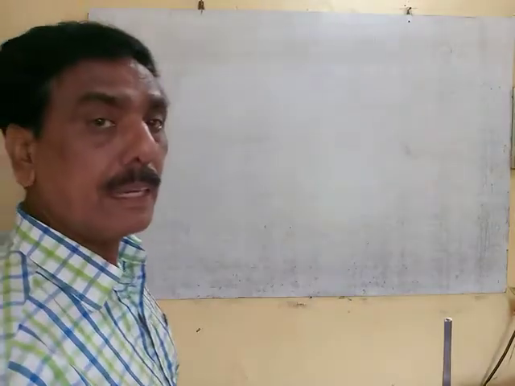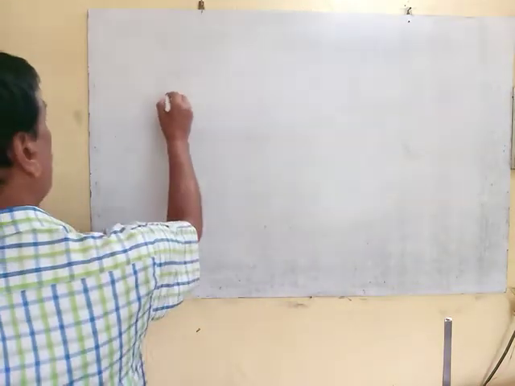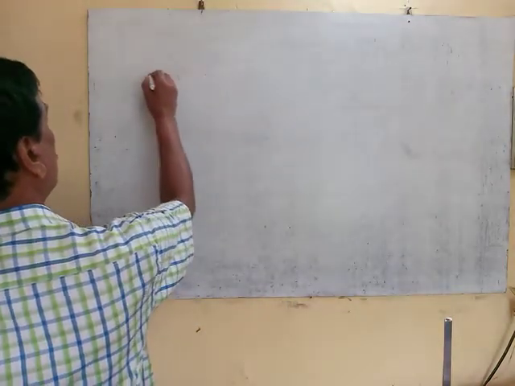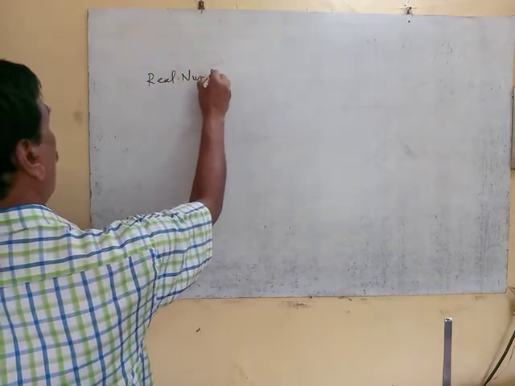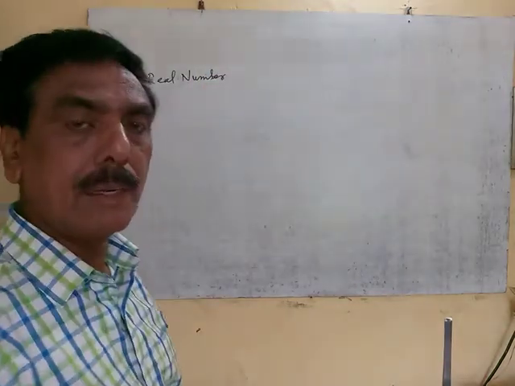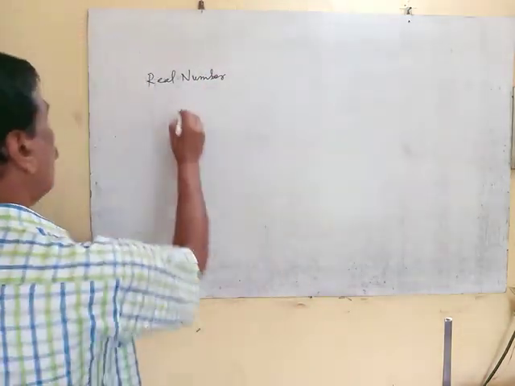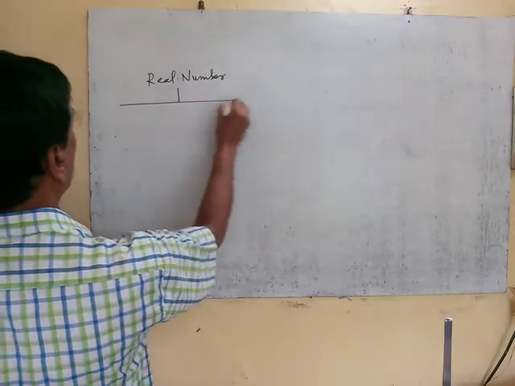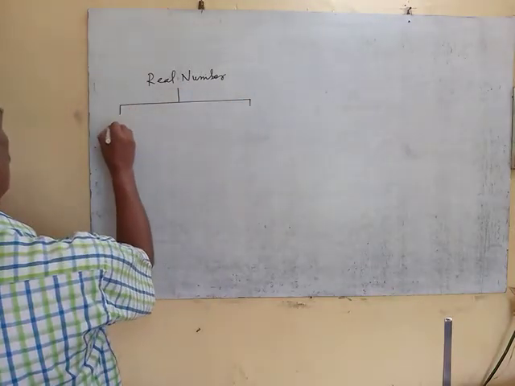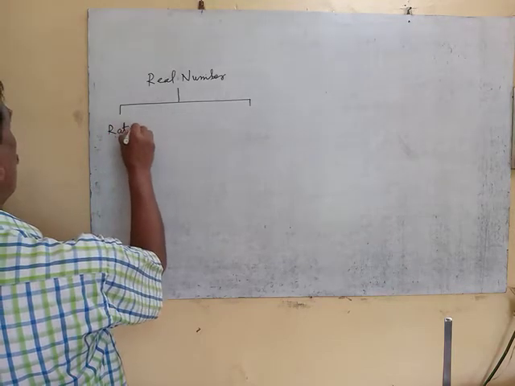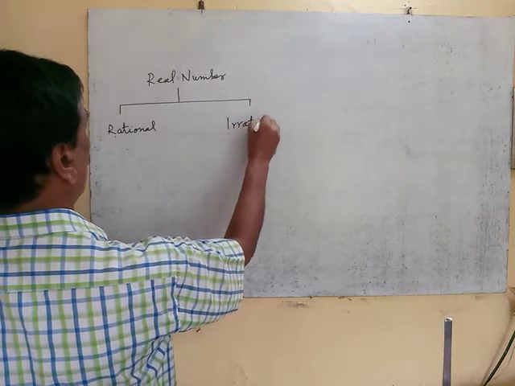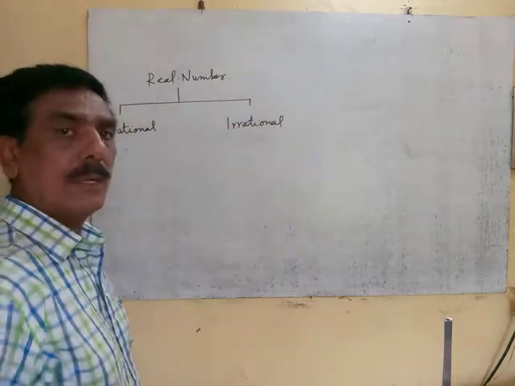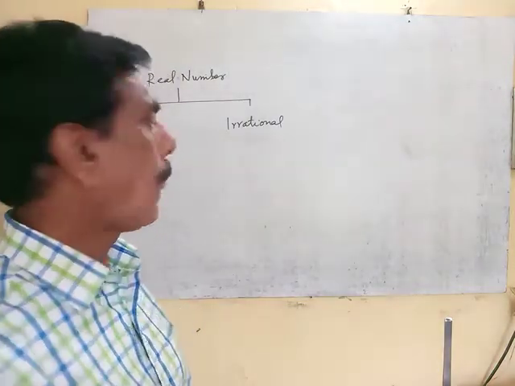So, real numbers. First, it is real numbers. Real numbers are divided into two groups. One is rational and the other is irrational.